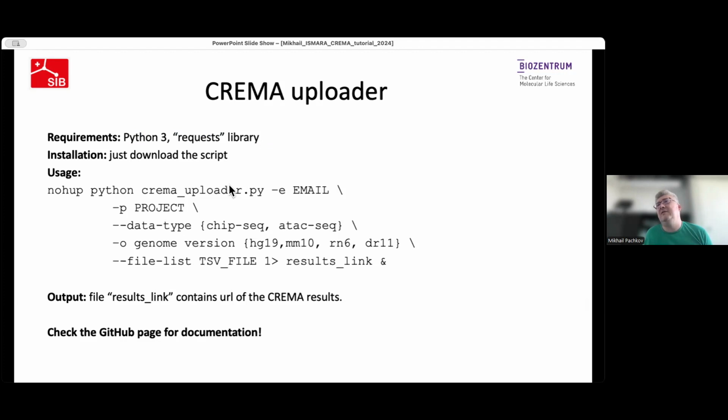And here again, a little demonstration of how to submit your data. Like in the web interface, you can supply your email and project. You just need to select what kind of data you have: either epigenetic marks, or chromatin accessibility data. You select the genome version to use. Then you provide this samples TSV file as input, and after the upload is finished, your link to the results, to the status page, is kept inside the results file.